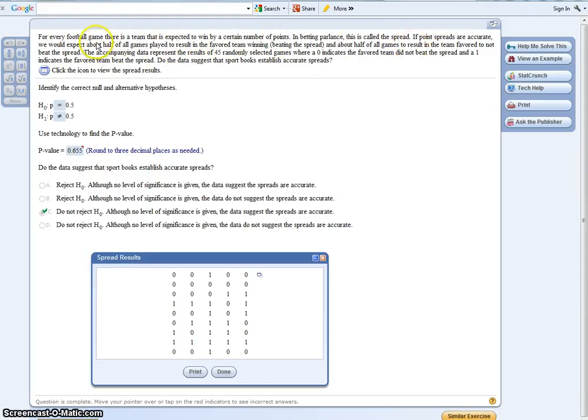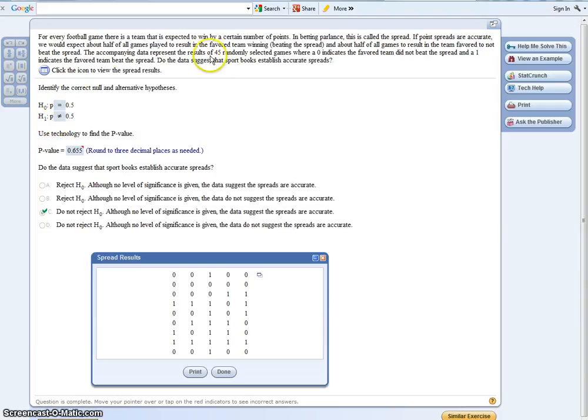you've got a football game here, and if the point spreads are accurate, you would expect about half the games to result in the team favored not to beat the spread. So basically, the null hypothesis is that the probability is equal to 0.5, and the alternative hypothesis is that the probability is not equal to 0.5, so this would be your p sub 0.